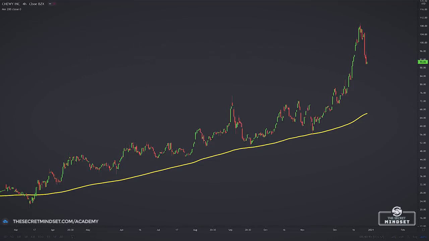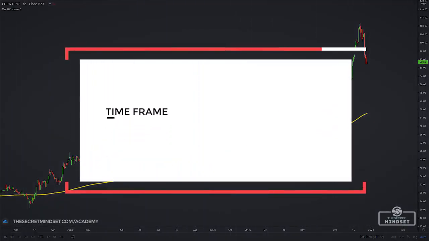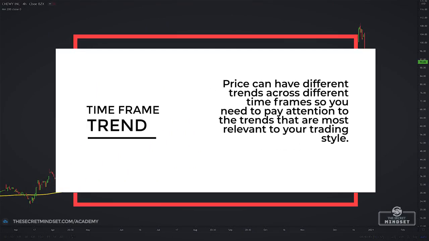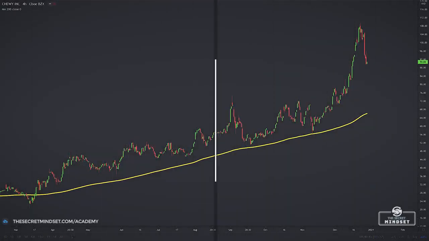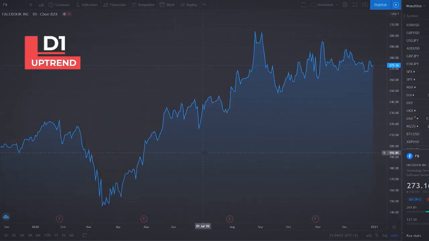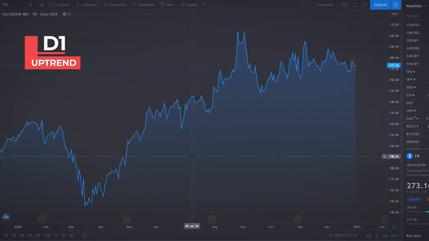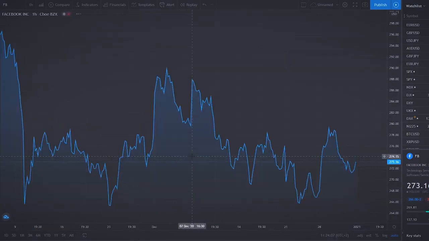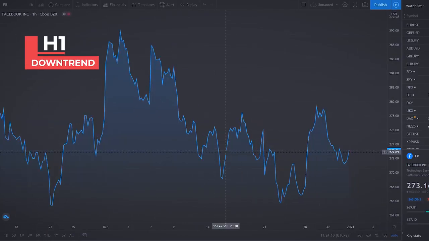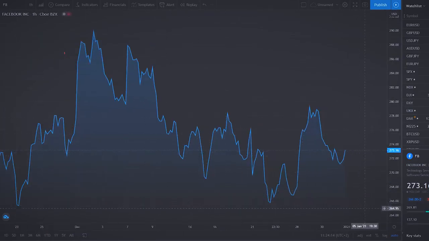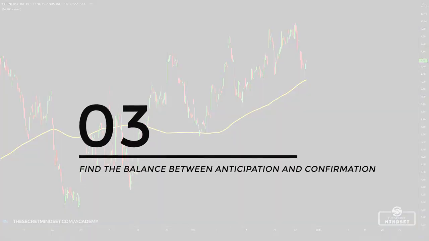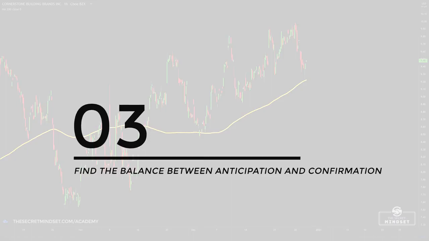It's also important to account for timeframes when analyzing trends. A stock, for example, can have different trends across different timeframes, and you need to pay attention to the trends that are most relevant to your trading style. For example, a stock may be in a year-long uptrend, making for a nice investment opportunity. The same stock may be in a multi-day downtrend, making for a bad long biased swing trade or for a good short opportunity.